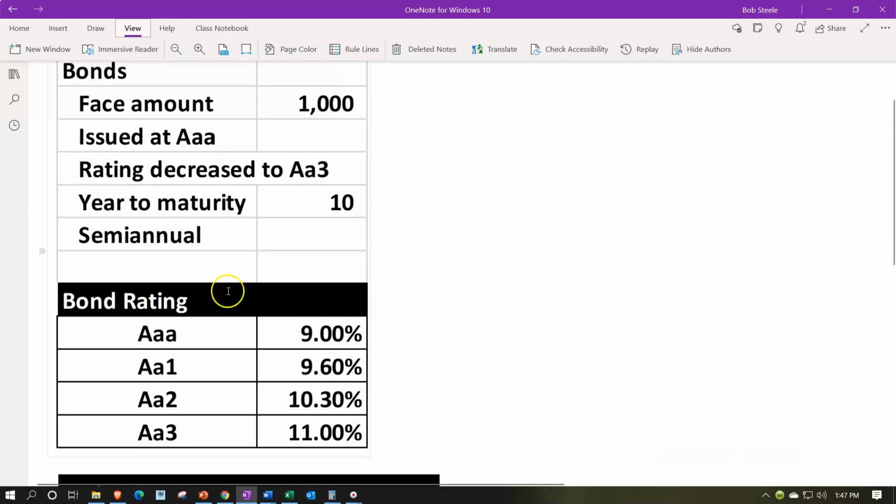So in this scenario, we're going to imagine that the bonds were originally issued at the AAA rating. They were issued at the market price for the AAA rating, the rate on the bond being 9%, the market rate and the bond rate being the same at the point of issuance at the AAA rating of 9%. Let's imagine that very soon after the initial issuance and the rating of AAA, it was re-rated to AA3, so it was downgraded to AA3.